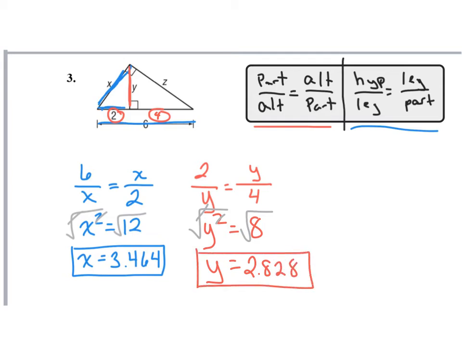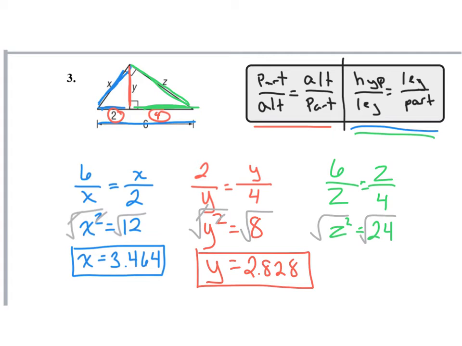Last but not least, let's find z. Z again is another leg, so it's going to be this second formula. The leg is the geometric mean between the hypotenuse, which is 6, and the part closest to that leg, which is 4. So z squared equals 24, square root, and z equals 4.899. Okay, next.